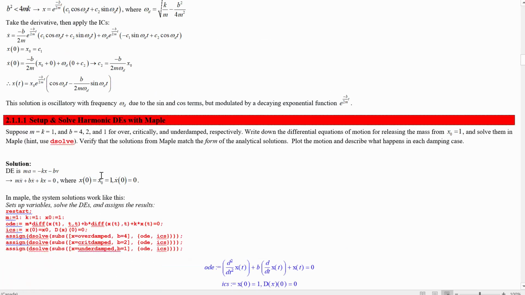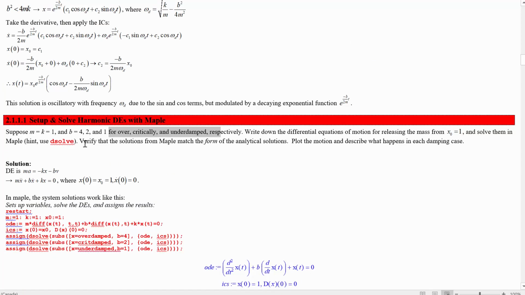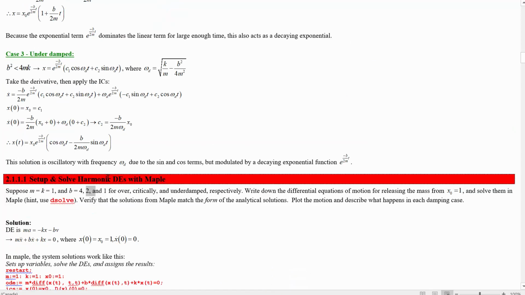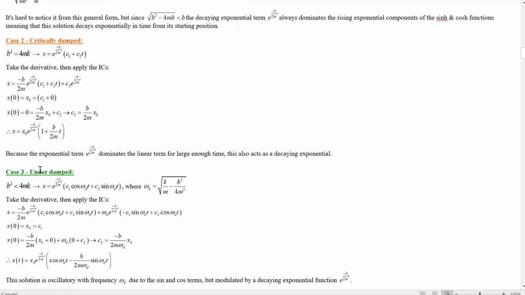Well, now it's time to explore this differential equation for specific numbers using Maple. So suppose m and k are both 1, and b is 4, 2, and 1, just to make it kind of easy to see what's over, critically, and underdamped. So this would be critically damped. We can check this. If m and k are both 1, then b squared needs to be 4, so b is 2 if b is positive.